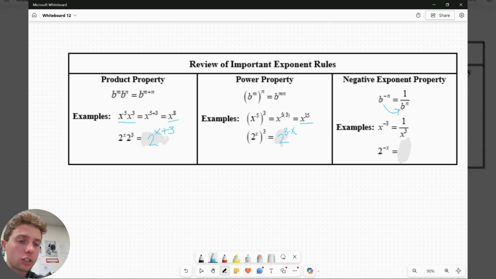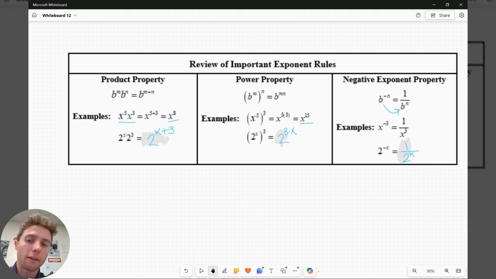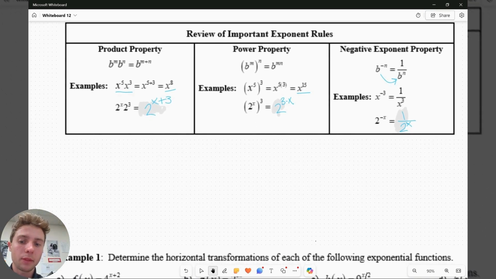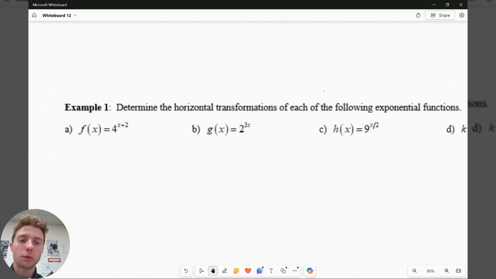So if I have something like 2 to the negative x, I want to move the 2 to the x to the bottom. The exponent becomes positive when you do that. And now we would just be left with a value of 1 on top. So that's just a few reminders of exponent rules.